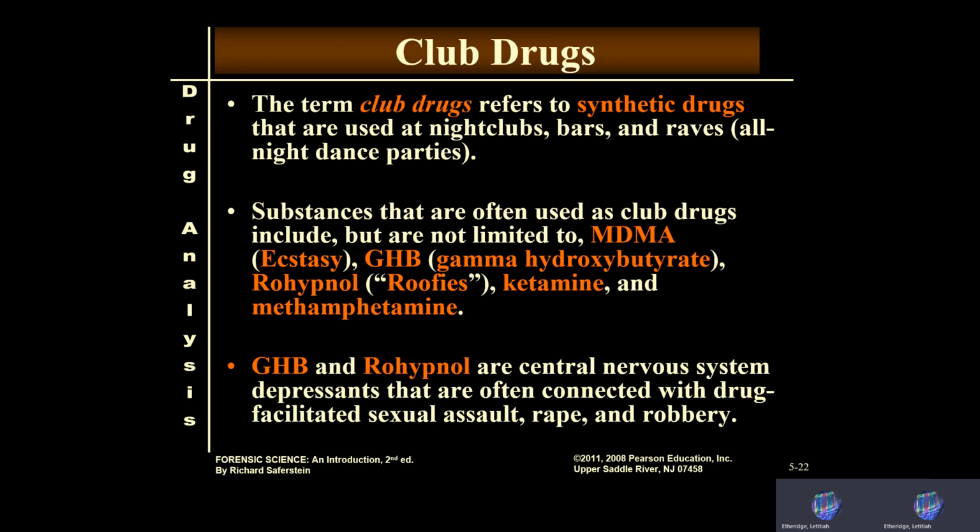Okay, so when we talk about GHB and Rohypnol, they're going to be central nervous system depressants, and they're often connected, like I said, with nefarious deeds, drug-facilitated sexual assault, rape, and robbery. The bad thing about GHB and Rohypnol is that they leave your body so fast that sometimes you may not even know that you were roofied.